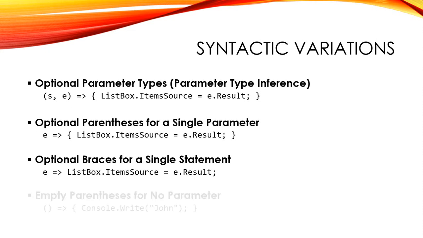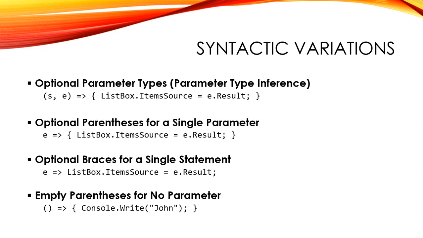Now there is one other variation, and that is if we have no parameters at all, we just have a set of empty parentheses where the parameters normally go. This isn't very common when we're talking about LINQ, but it can be common when we're talking about delegates with other frameworks. So now that we've seen some of the syntactic variations, let's jump over to the code to see this in action, and also take a look at captured variables.